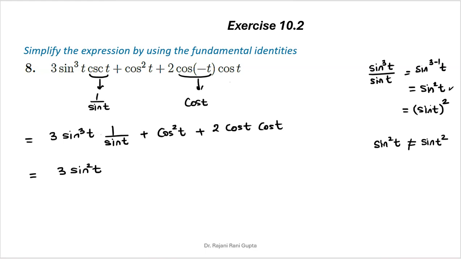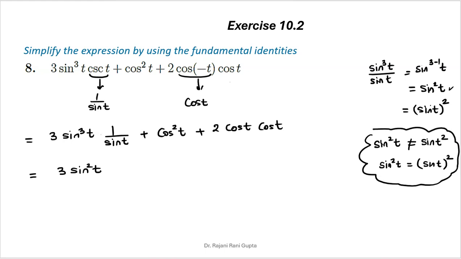Because here what's happening? It's t power 2. But sine square t is the same as if you put in the bracket sine of t and its whole square. These two things are the same. Okay? So be careful with this. Now, this gives you cos square t and 2 times cos of t multiply cos of t. It gives you cos square t. So what you can see? You can add these two terms. So you will get 3 sine square t plus 3 cos square t.